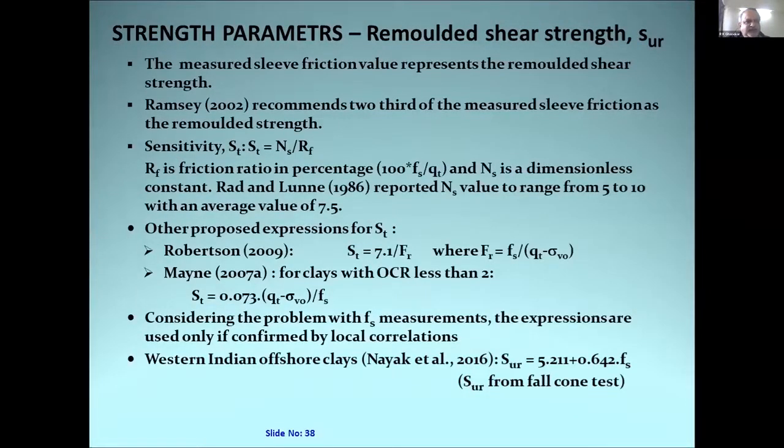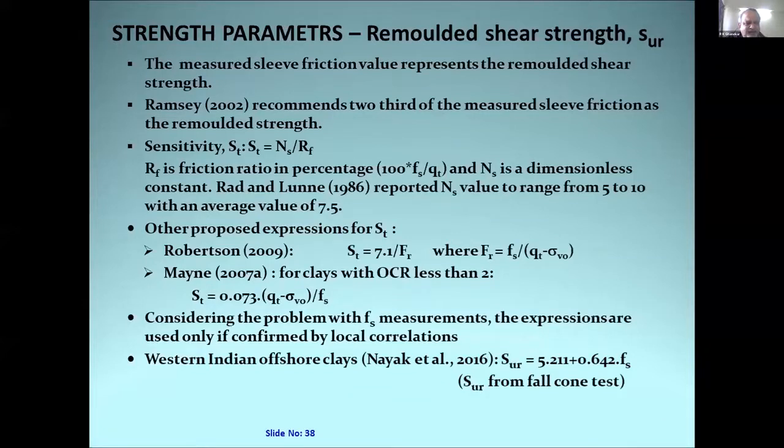Coming to remote shear strength or the sensitivity, the measured sleeve friction value represents the remote shear strength, and this has been recognized by researchers. And Ramsey recommended that 2/3 of the measured sleeve friction should be used as the remote strength. However, regional correlations are required.